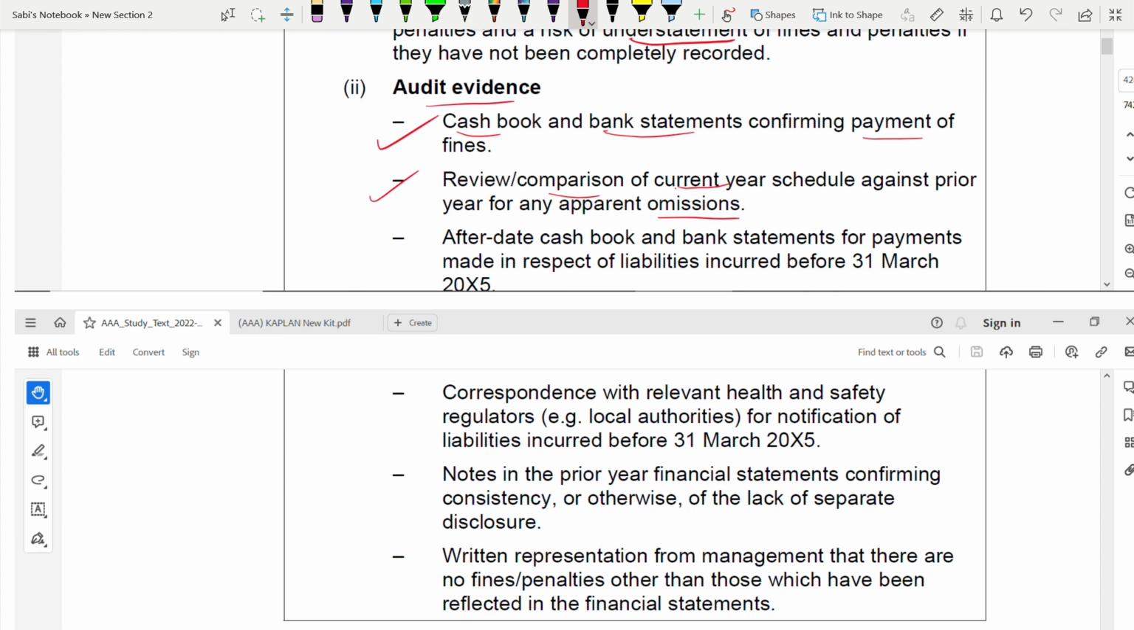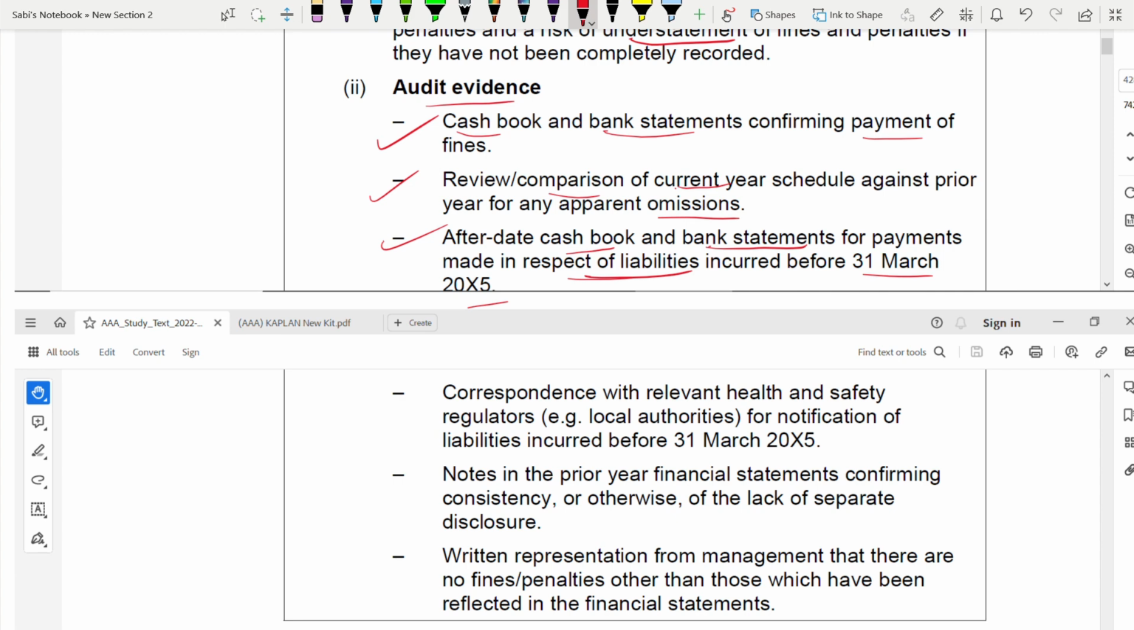Then regarding liability, after date cash book and bank statement for payment made in respect of liability. One is to confirm the payment, that payment is made. The other thing is to make sure that you have paid the liability before 31st March 2005. Okay, now just looking at the cash book for payment is not enough. Just comparing with the previous year is not enough. You have to look for other sources.